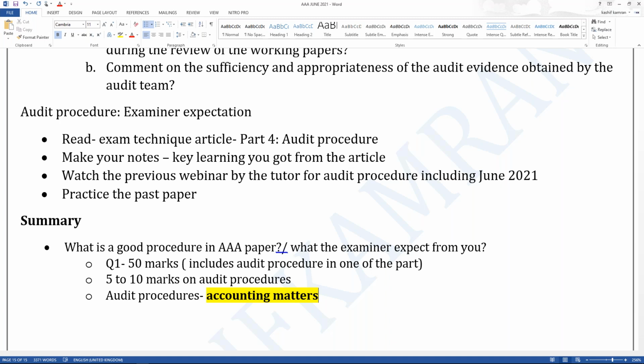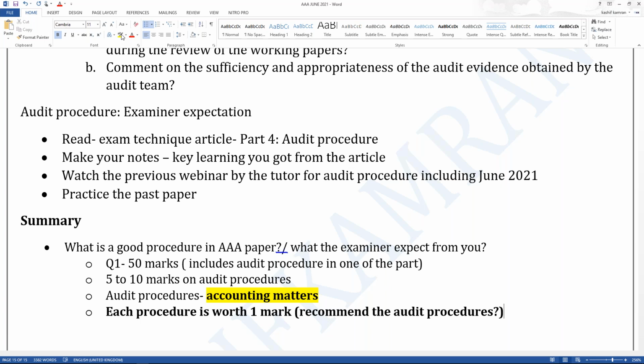Now, knowing where this question comes in, what is the nature of the question? Recommend the audit procedures, and it is on accounting matters. Let's see what your examiner expects from you when you're writing a procedure in the exam paper. Each procedure you write in the exam paper is worth 1 mark. So when the examiner says recommend the audit procedure, look at the number of marks. Suppose there are 6 marks, then you need to write 6 procedures. If there are 5 marks, you need to write 5 procedures. So each procedure is worth 1 mark.